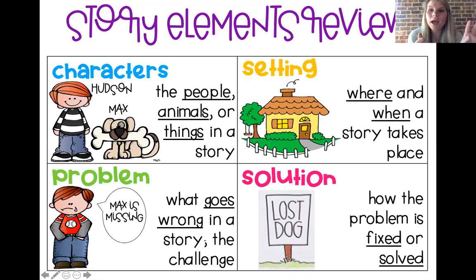And then our problem is what goes wrong in the story or how the character is challenged, what challenges they are trying to overcome. A word that you'll sometimes hear for problem is conflict. So whenever you hear problem and conflict, know that those mean the same thing. The conflict or the problem is what's going wrong, what happened in the story that's challenging the characters. And then the solution is the happy ending, how the problem was fixed, or how the problem was solved. And just like stories can have more than one setting, they can have more than one problem and solution.